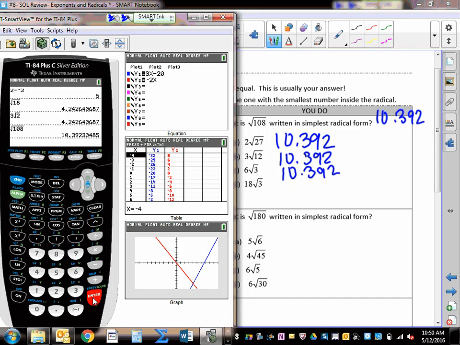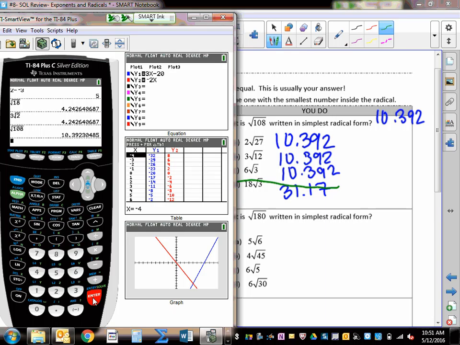What do we get for D? 31.17. So at least we can eliminate one. Our answer choice has to be the exact same decimal, so we can eliminate D.